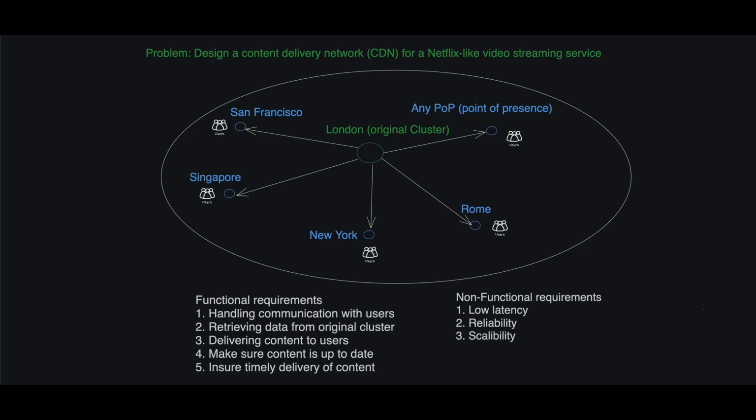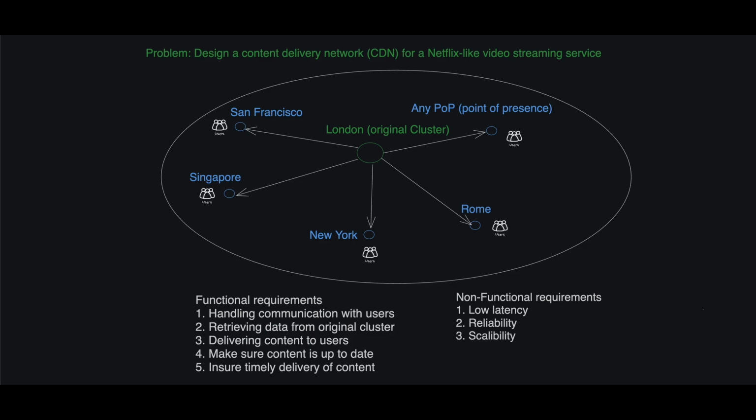Delivering content to users. The delivery service in each POP ensures that the requested content is delivered to the user. If it's not available on the local POP, the request gets rerouted to an external service that can fulfill it. Make sure content is up to date. Both push and pull strategies are used for content distribution. Cache validation strategies and TTL values are employed to ensure that the content served is fresh and up to date.